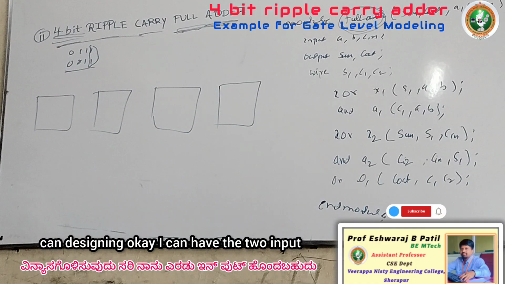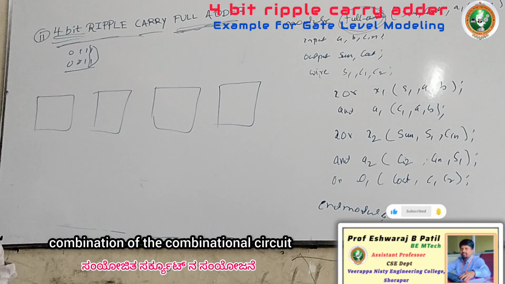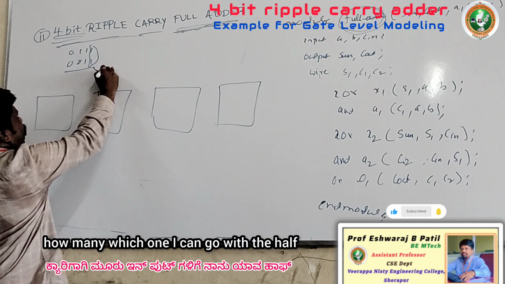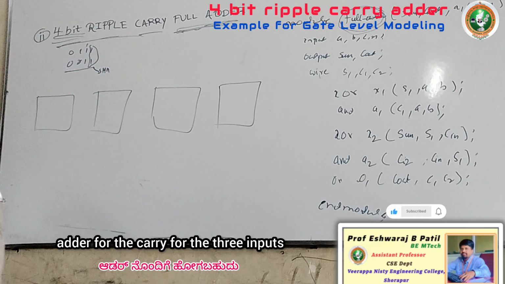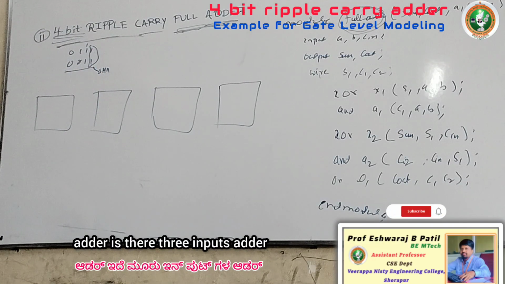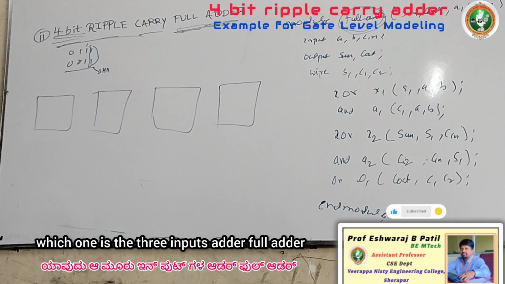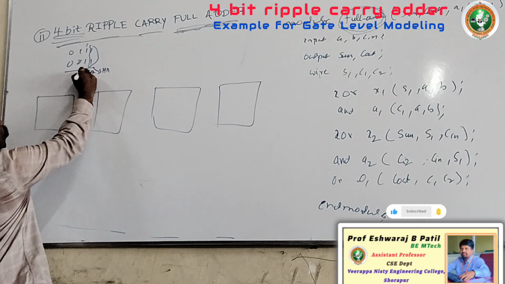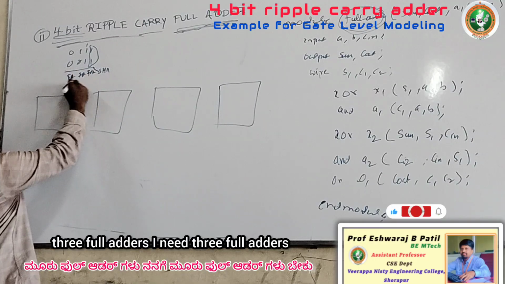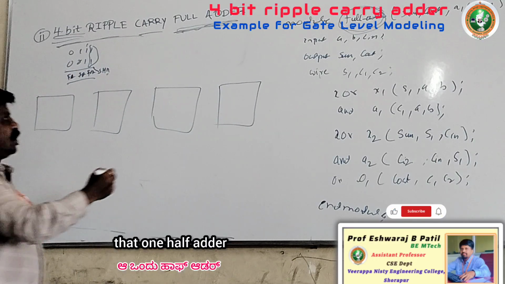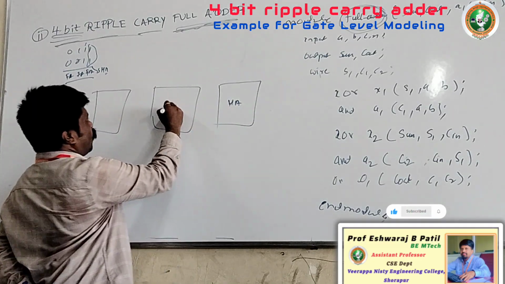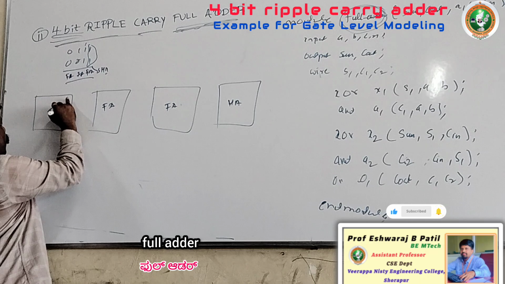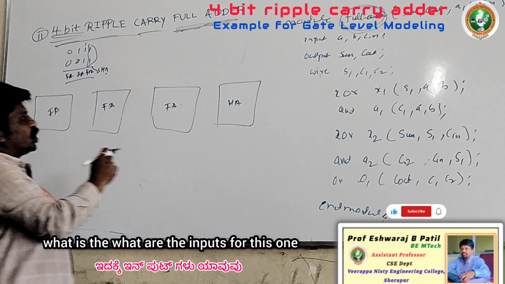I can have two-input combinational circuits. Which one is the half adder? For the carry, the 3-input adder is the full adder. How many full adders do I need here? 1, 2, 3 full adders, and 1 half adder. Just design half adder, full adder, full adder, full adder.